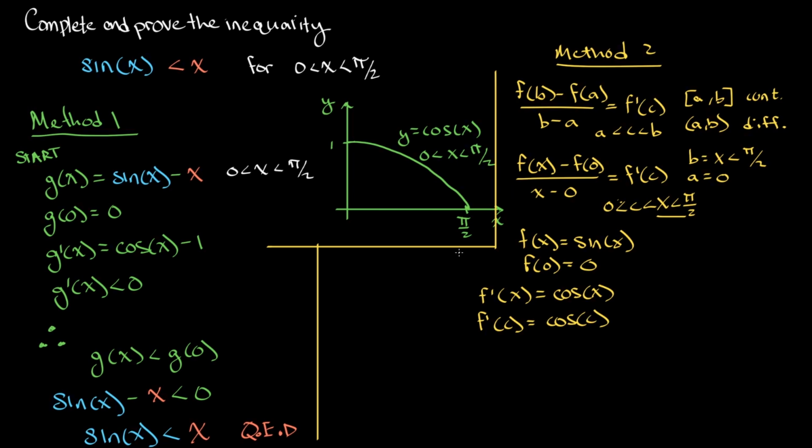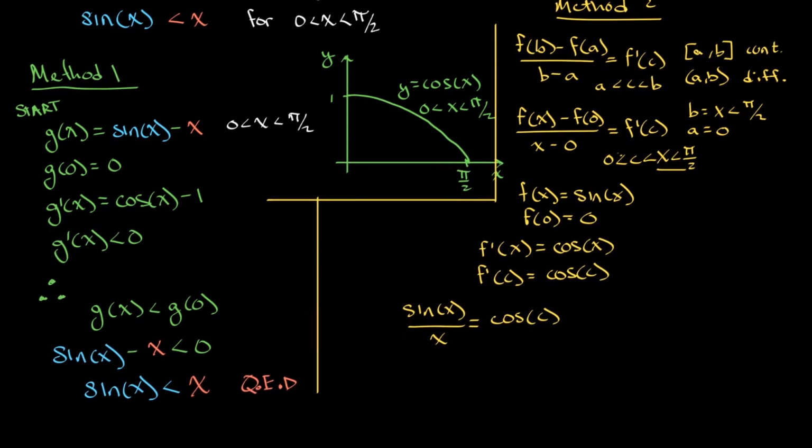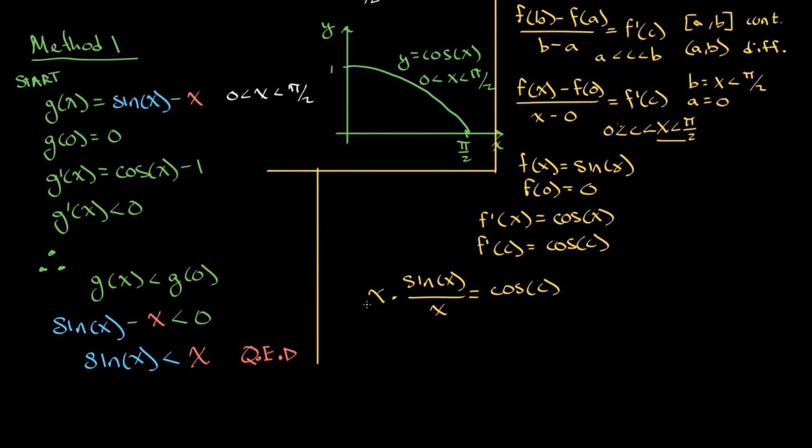So now we have all of our information. Let's plug that back in to this restatement of the mean value theorem. So we have sine of x minus f of 0, which is just 0, so we won't even write that. And then we have over x, and this is equal to f prime of c, which we found to be cosine of c. And again, this c value is ranging between 0 and ultimately pi over 2. Okay? So that's what we have there. And let's multiply both sides by x. And we have sine of x is equal to cosine of c times x. So that's what we have.